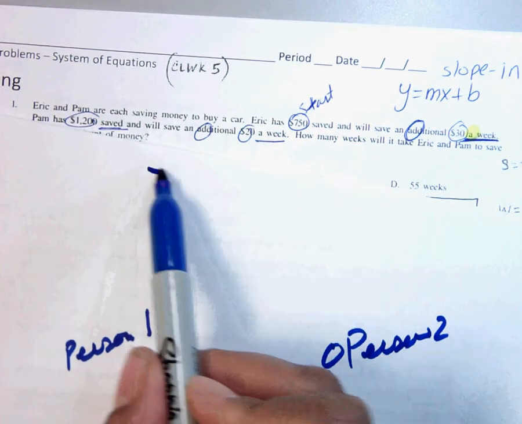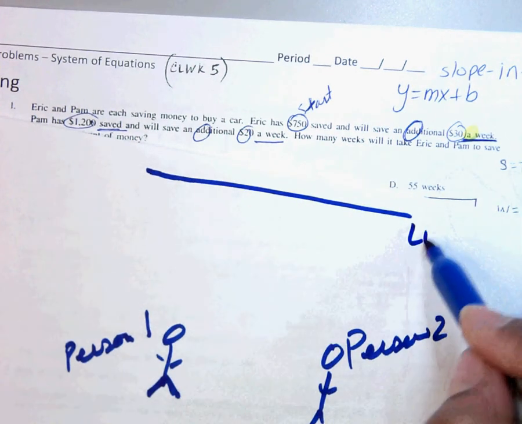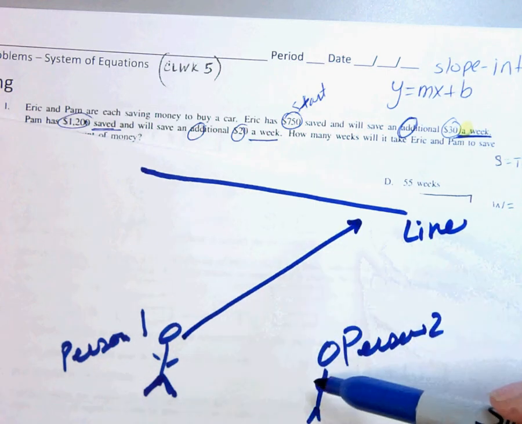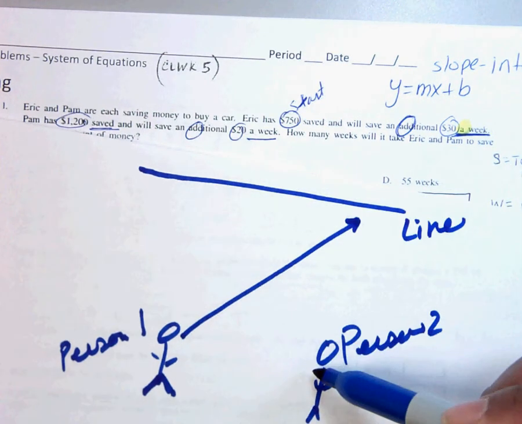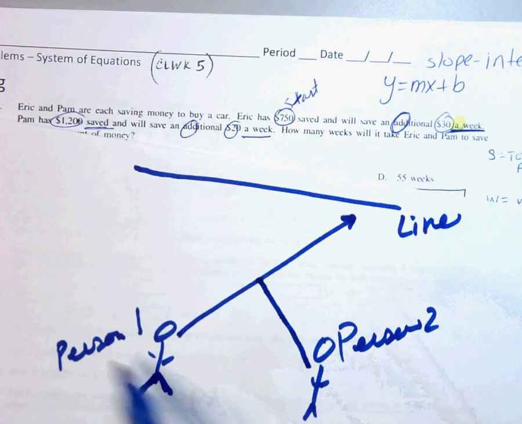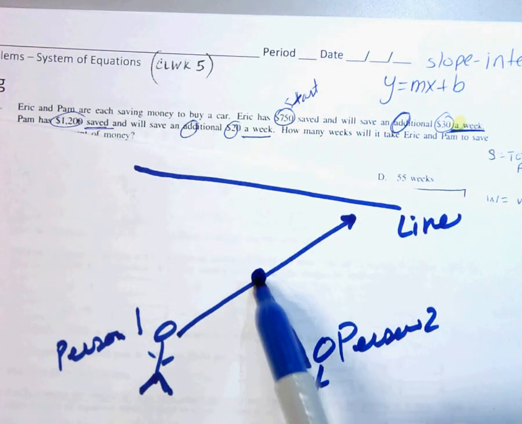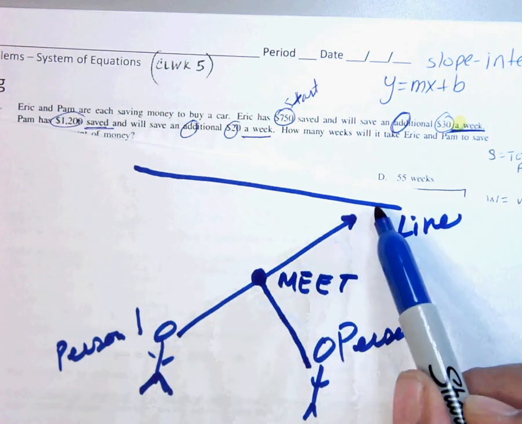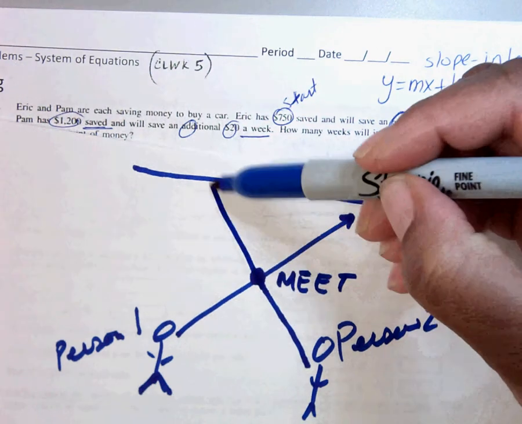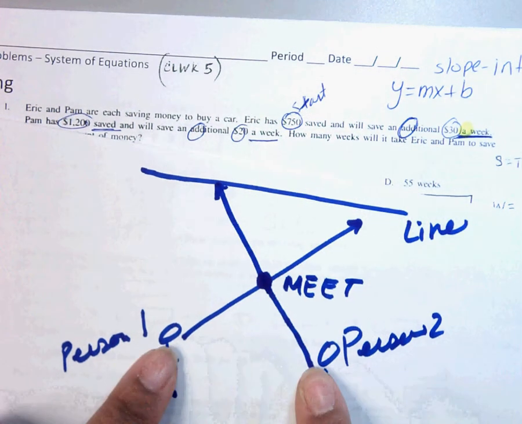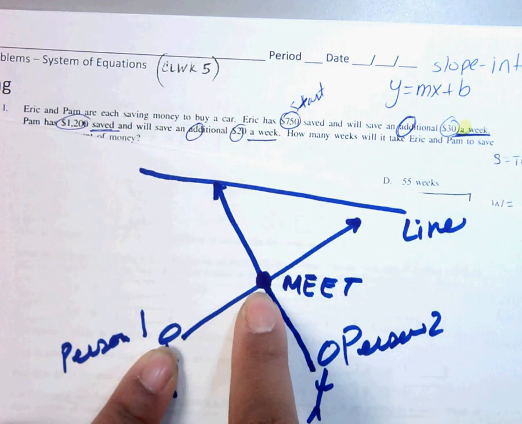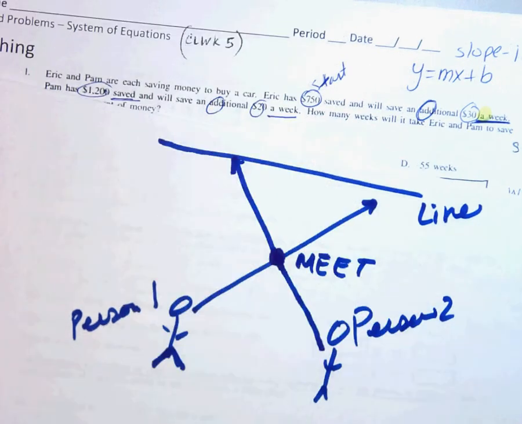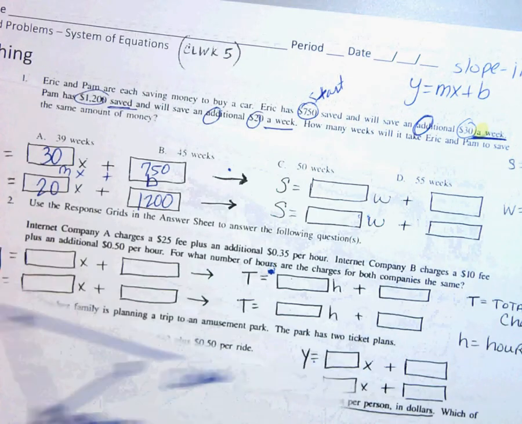Their goal would be to get to this line. Person number 1 is going to go this way. Person number 2 is going to go that way. If you notice, person number 1 and person number 2, they meet up right here. Person number 1 gets to the line. Person number 2 gets to the line. They start in separate places. They meet up at one spot, and they continue going their separate ways. That is what we're doing.